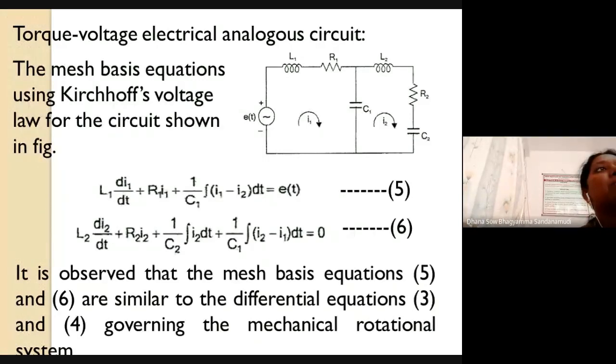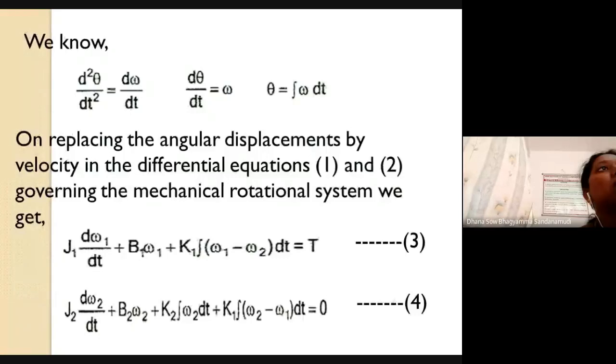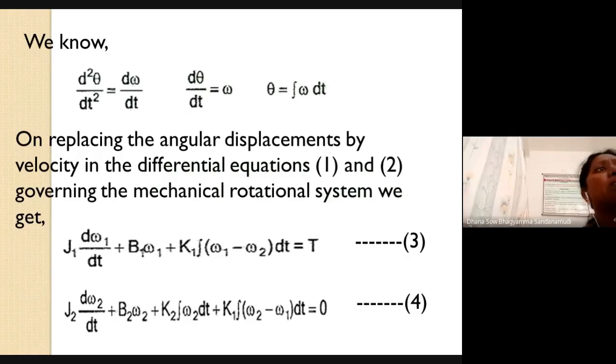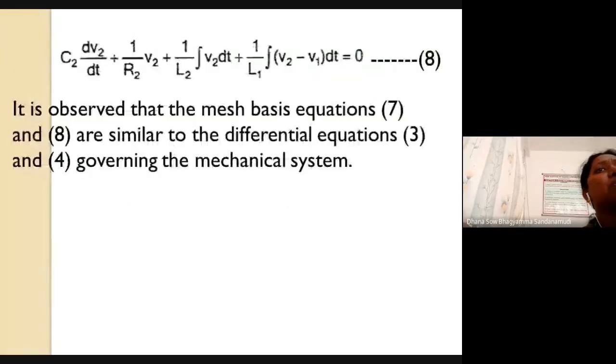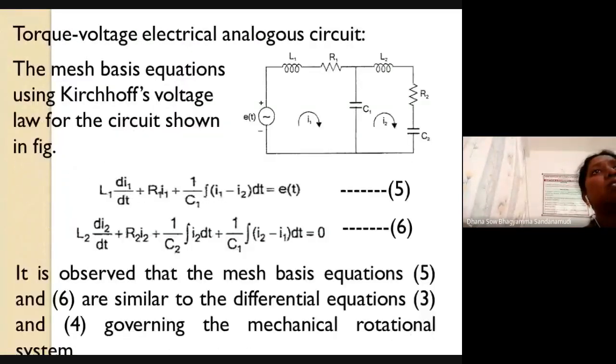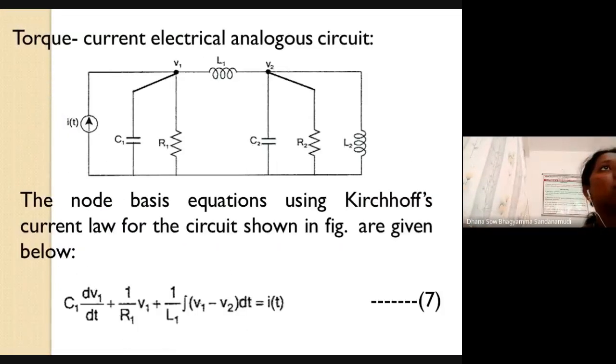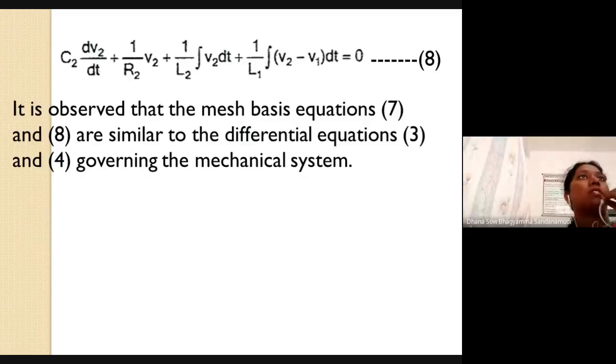You just compare these two equations with your analogous mechanical rotational system equations in terms of angular velocity, equations 3 and 4. Equations 5 and 6 will be similar to equations 3 and 4. Okay, time has already crossed. Torque current analogous circuit, I will continue in the next class.